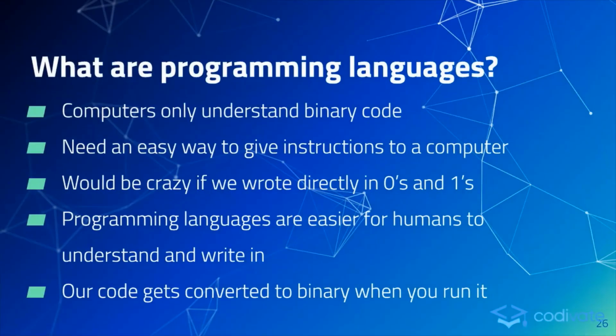So let's talk about binary. We already talked about binary and how computers only understand ones and zeros. So the real question is, how do we communicate with computers and give them instructions? This is the purpose of programming languages. There are many languages, and they all allow us to give instructions to a computer. It would be absolutely crazy if we wrote all of these programs directly in ones and zeros just to give a computer a command, because it takes such a long time to do so.